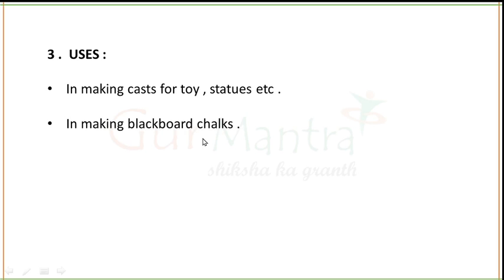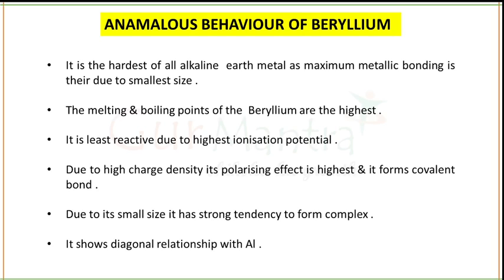Now, I hope you all are clear about the group 2 element compounds. In the previous lectures, we have covered the physical and chemical properties of group 1 and group 2, the anomalous behavior of lithium, and in this lecture we have covered the group 2 compounds. And now, we are going to study about the anomalous behavior of beryllium. Number 1 point is, it is the hardest of all alkaline earth metals, as maximum metallic bonding is present due to the smallest size.